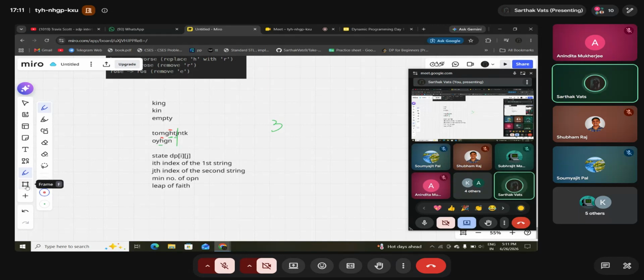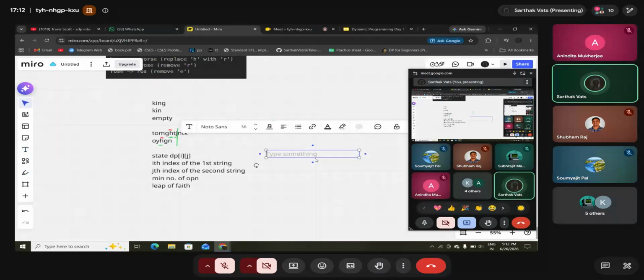So now let's talk about the transitions. This is the easiest transition to see, right? Let's say S is the first string and let's call Q the second string. If S of i and Q of j are equal, then I don't need to perform anything. Since I need to minimize, I won't be performing any of the three operations. So I don't need to add any number of operations.